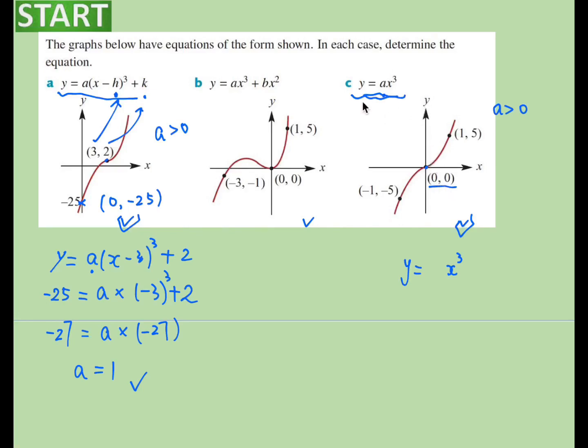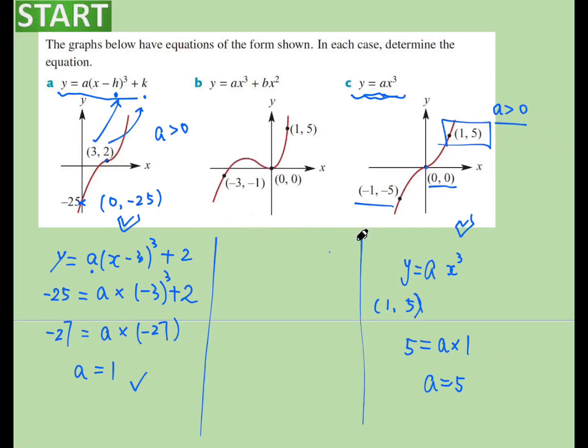Then in order to determine the value of A, you can use the point (1, 5) or the other point (-1, -5). We are going to substitute the point (1, 5) to determine the value of A. Then y is equal to 5, A times 1 cubed is just 1. Therefore, the A value is equal to 5. It is consistent with our prediction that A is positive. Now let's look at part B.